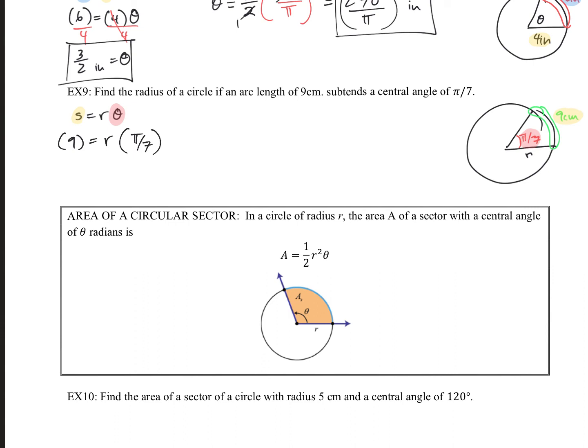Now to solve, because pi over 7 is a fraction, I'll go ahead and multiply both sides by the reciprocal, 7 over pi. And those guys cancel, and I'm left with 7 times 9. What is 7 times 9? 63 over pi. Oops, equals r. And that is centimeters.